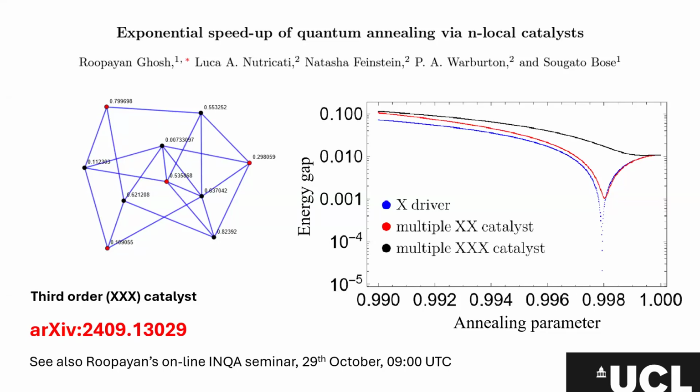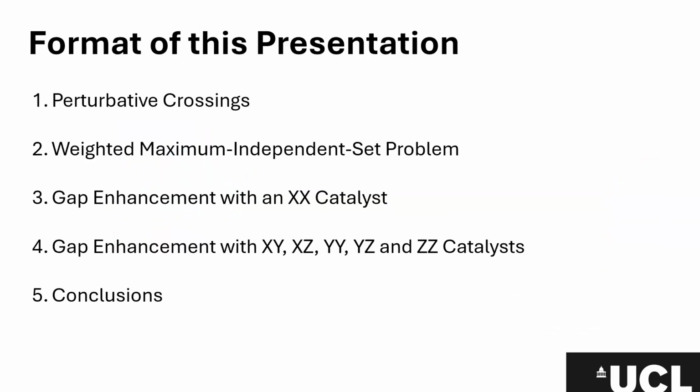If you just have the conventional X driver, you have this minimum gap and phase transition here at an annealing parameter of 0.998. If you apply an XX catalyst, you increase this by a few orders of magnitude, but still it's there. And you completely eradicate this if you apply this yet higher order, third order XXX catalyst. So I urge you to look at our archive preprints to learn more about that.